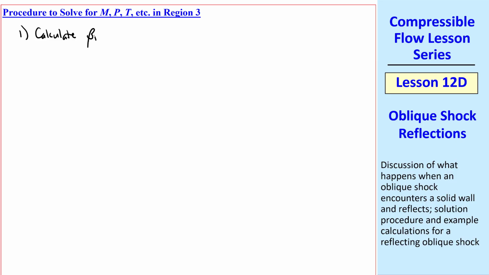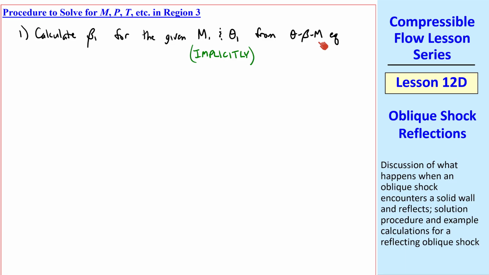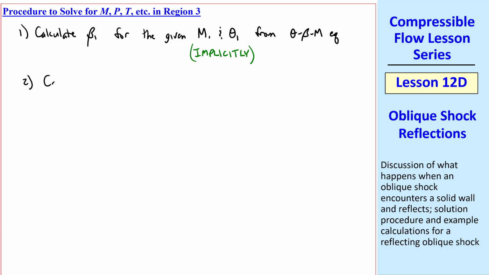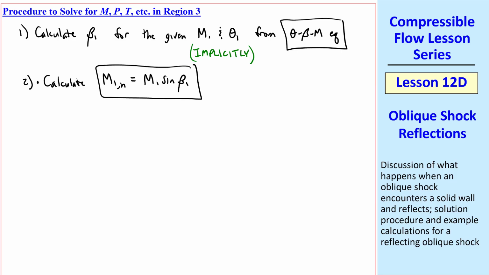Step 1 is to calculate beta 1 for the given M1 and theta 1 from the theta-beta-M equation. And recall that we must do this implicitly since we're solving for beta 1 in our equation. Step 2 is to calculate the normal component M1n, which is M1 sine beta 1. And I'll actually have 3 subcalculations within step 2.